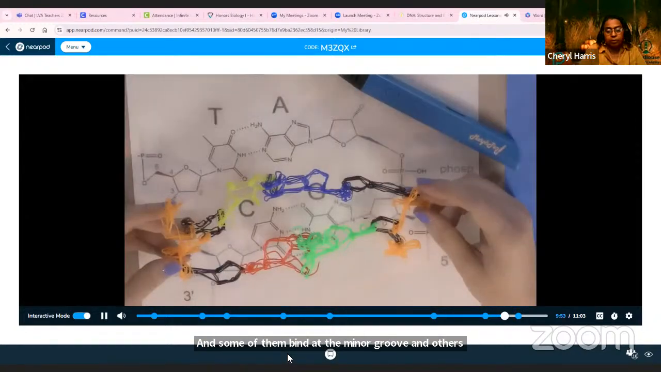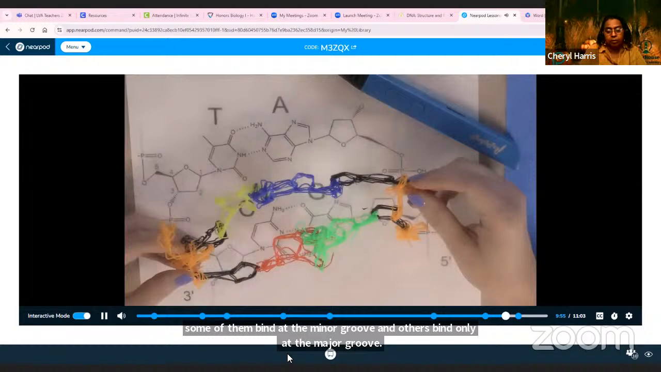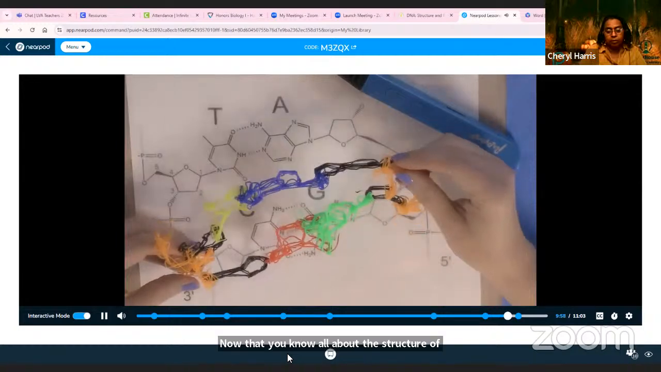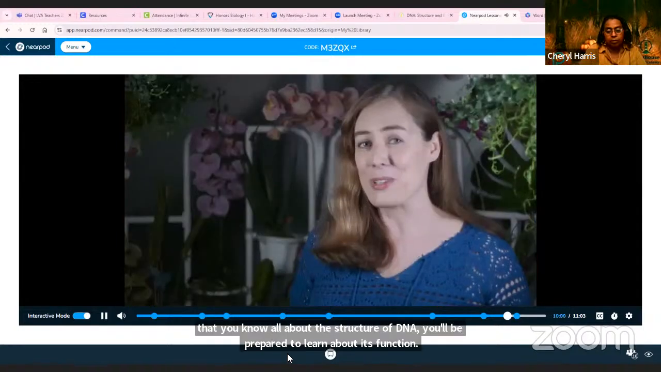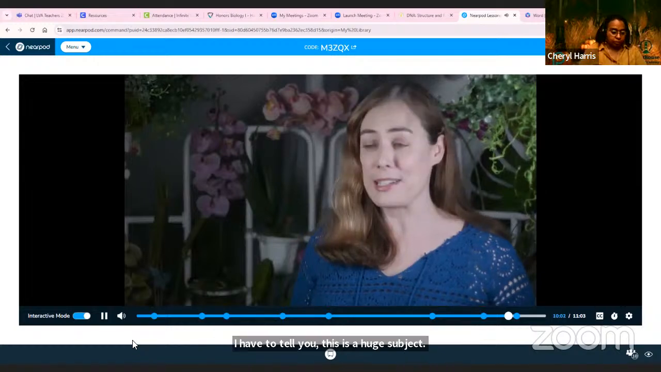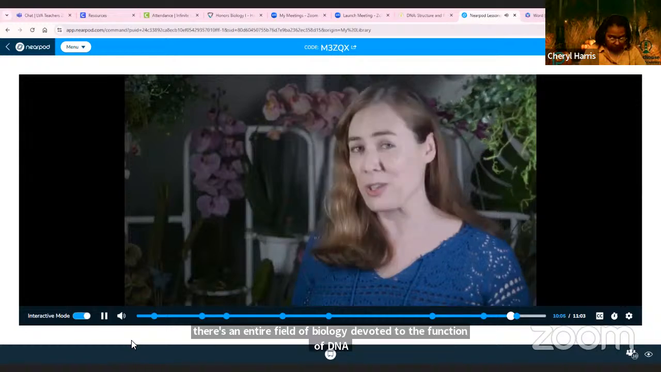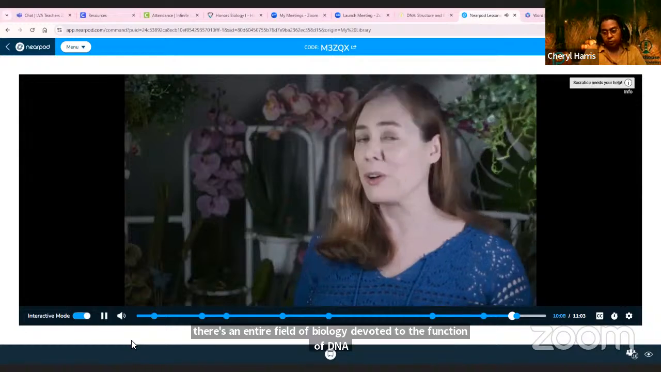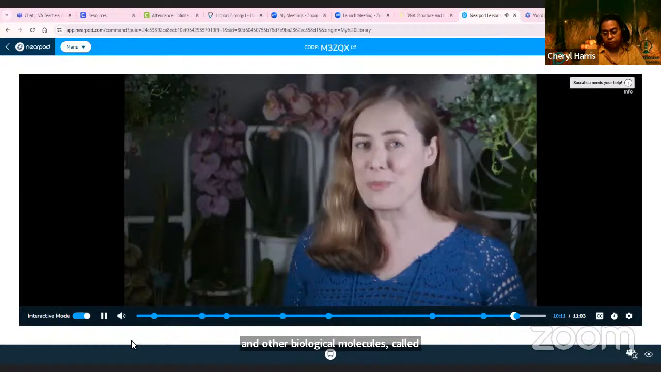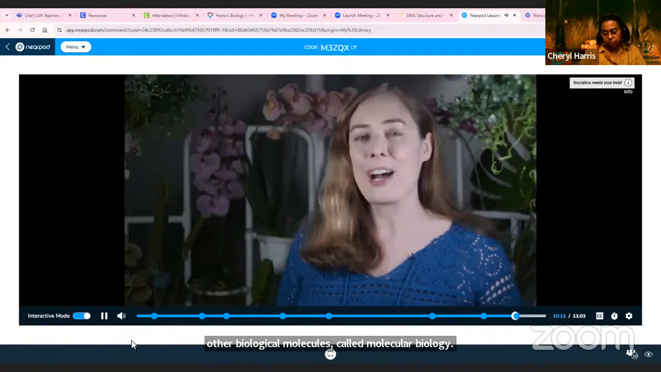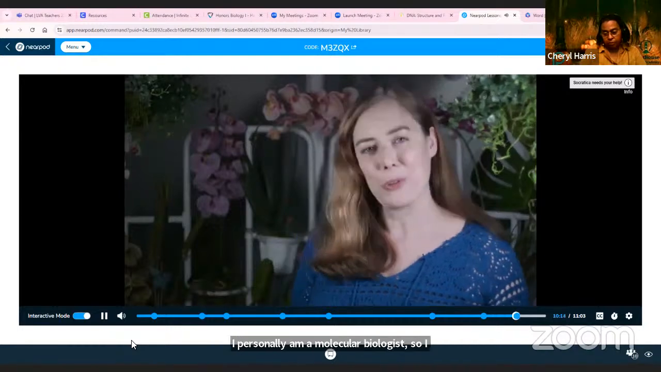Now that you know all about the structure of DNA, you'll be prepared to learn about its function. I have to tell you, this is a huge subject. Really, there's an entire field of biology devoted to the function of DNA and other biological molecules, called molecular biology. I personally am a molecular biologist, so I plan on guiding you through that study.